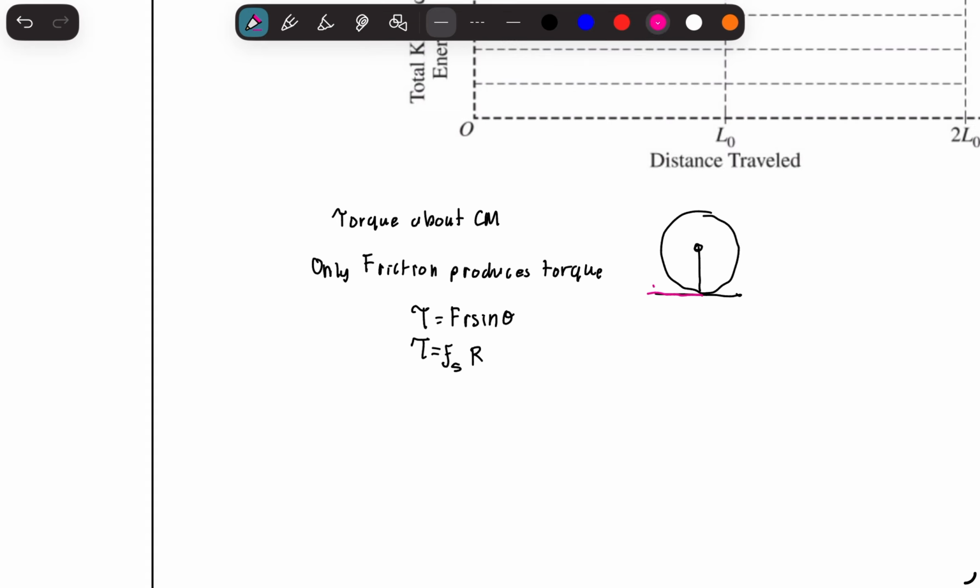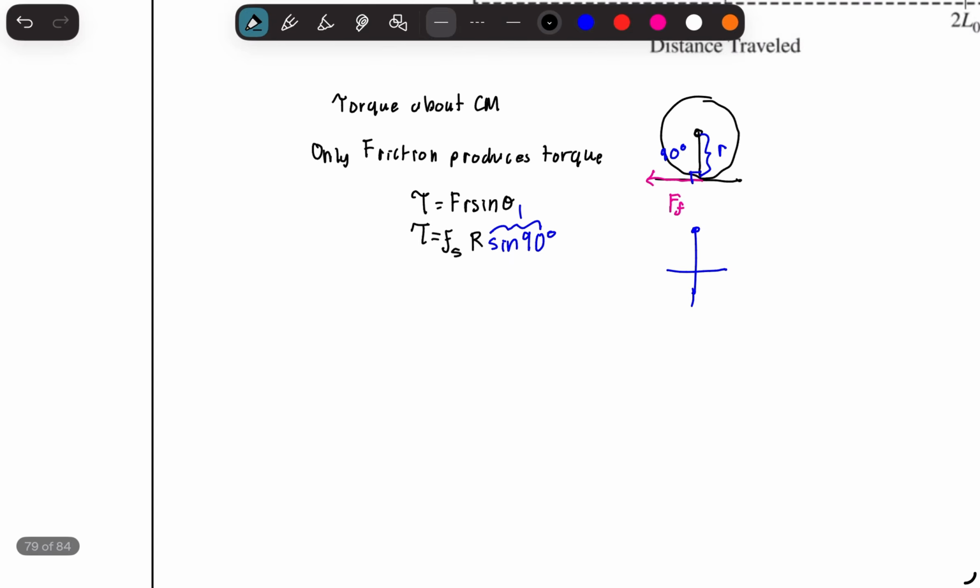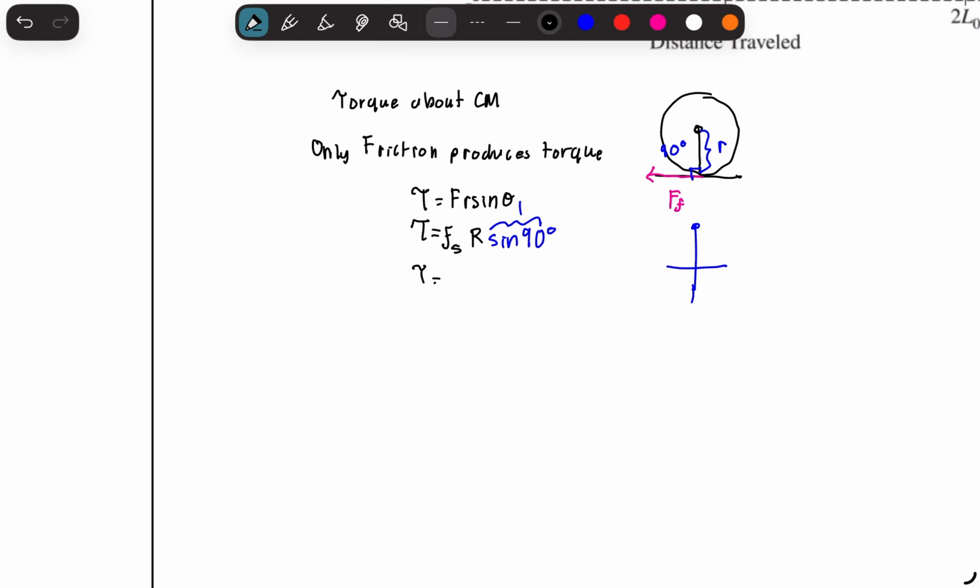What you have at any point of contact, that's your Fs, and it's going to be pushing that way. And then this angle in between the two forces, this is going to be your lever arm R. The angle in between that is 90 degrees. And sine of 90 degrees on your unit circle is going to be equal to 1. So that means that torque is just going to be equal to Fs R.